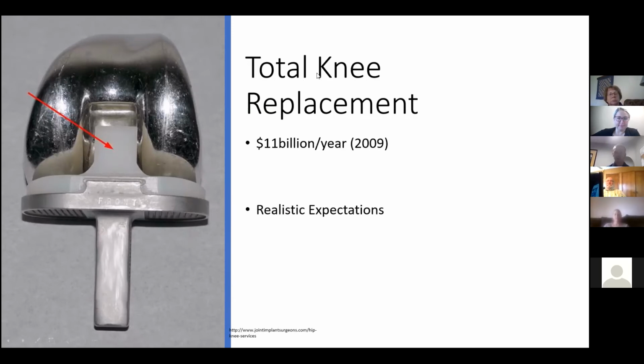So I definitely think it's a good option for people that are having a lot of pain and knee mobility issues. So it's an $11 billion a year industry, and that was in 2009. I would guess even more now. So that just basically shows you that they're doing a lot of knee surgeries. That's a really common thing.